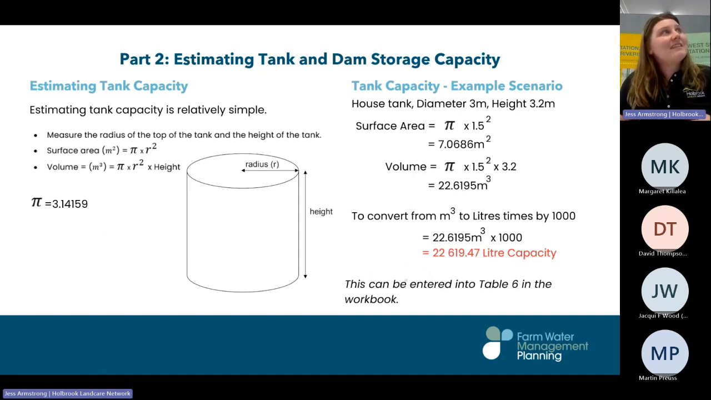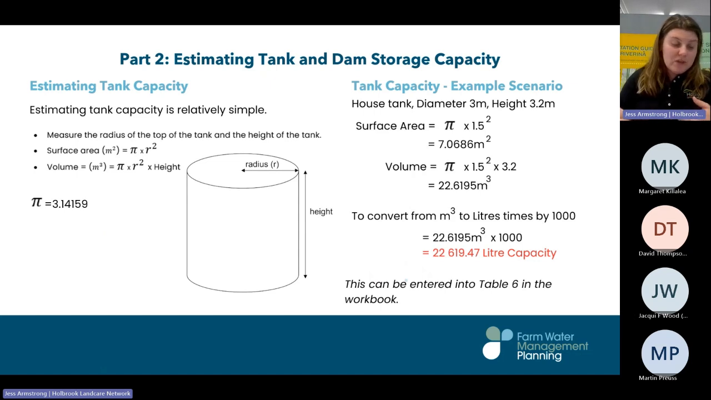So what we're looking at, on the right-hand side of this slide, is that pi times 1.5 squared equals 7. We'll round up and say 7.07 meters squared. We're then going to times our surface area by 3.2, and that is going to give us our cubic meters of capacity. Sorry, so it'll be 22.62 cubic meters. To convert cubic meters to litres, we're going to times that by 1,000. So therefore, we know our house tank in our example scenario is going to have a capacity of 22,619.47 litres.